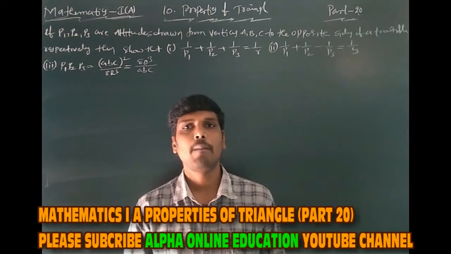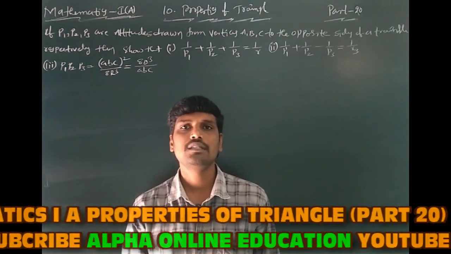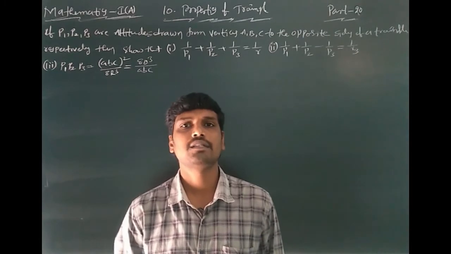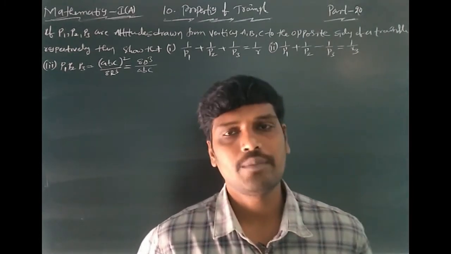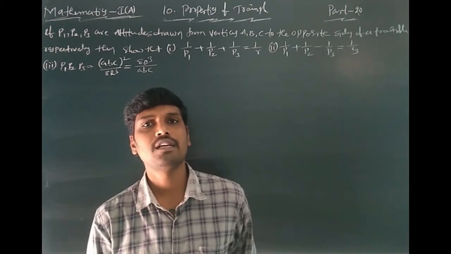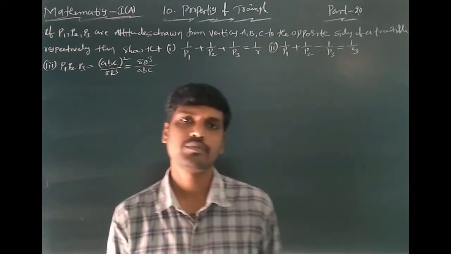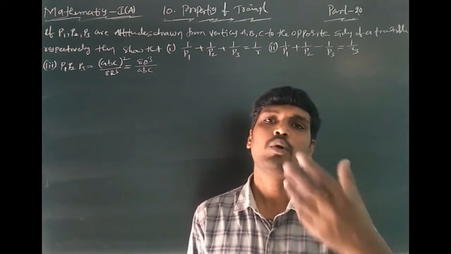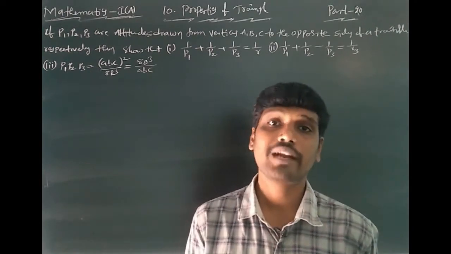10th chapter, Properties of Triangles. This chapter belongs to Mathematics 1A, Part 20. Last part completed, the important repeated 7 marks problems. Today we discuss one more important 7 marks problem, a different model.